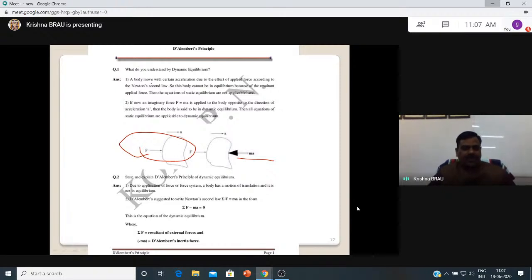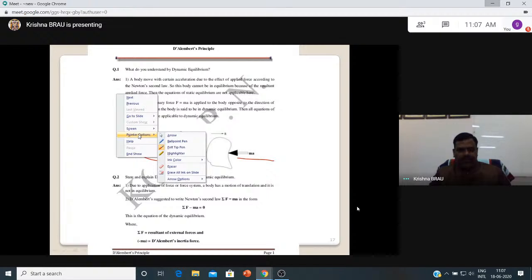Earlier, it was a static equilibrium. When you are solving a problem that way, that is a static equilibrium. And when you are considering inertia force, it is a dynamic equilibrium. When there is D'Alembert's principle, this equilibrium is called the dynamic equilibrium. Otherwise, we can solve the problem statically.